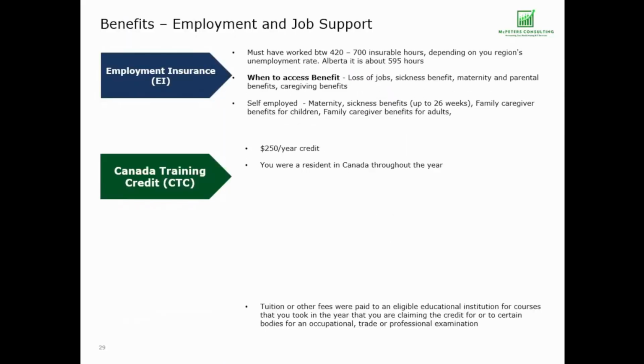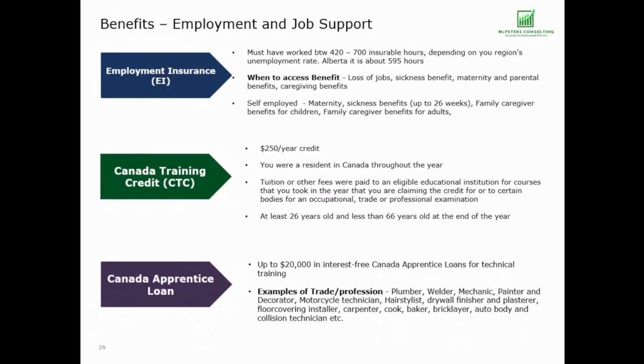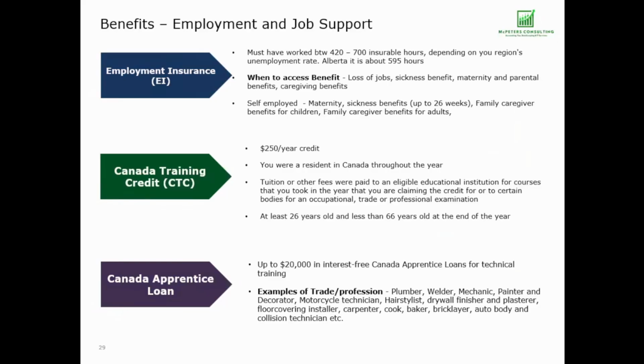EI is also something that we can take advantage of, especially for people that are in between jobs. When we are in between jobs in Canada, and you have worked for at least 595 hours, and you are let go and now looking for another job, you can file for your employment insurance, so that you can be sustained for 9 months while you are still trying to get another job. Also, if an individual is sick and trying to recover for an extended period of time, they can also claim EI.